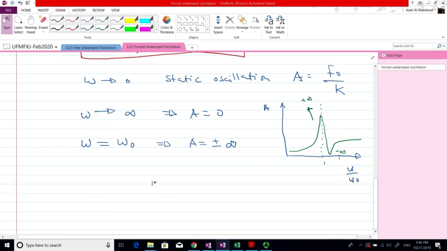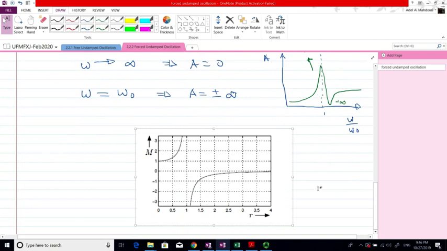To explain that in a graph, we have this graph, okay? R is nothing but the frequency ratio, and M, let me say this is resonance, right? Resonance. Just to remind you of what we studied in Dynamics 2: if omega is equal to omega naught, then we'll have resonance.